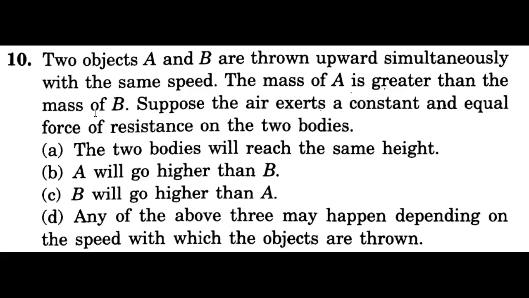Alright, so the next question is: two objects A and B are thrown upward simultaneously with the same speed. The mass of A is greater than the mass of B. Suppose the air exerts a constant and equal force of resistance on the two bodies. We have to find the correct option. The first option is the bodies will reach the same height. Second is A will go higher. Third is B will go higher. Or fourth is any of the above three may happen depending on the speed.